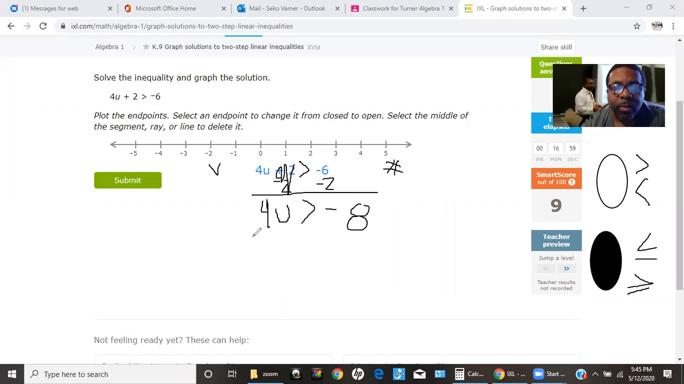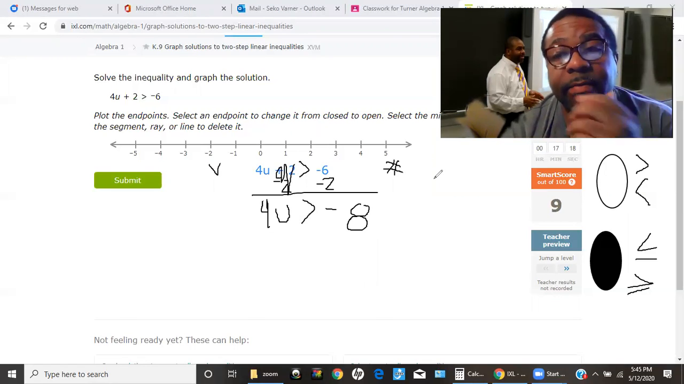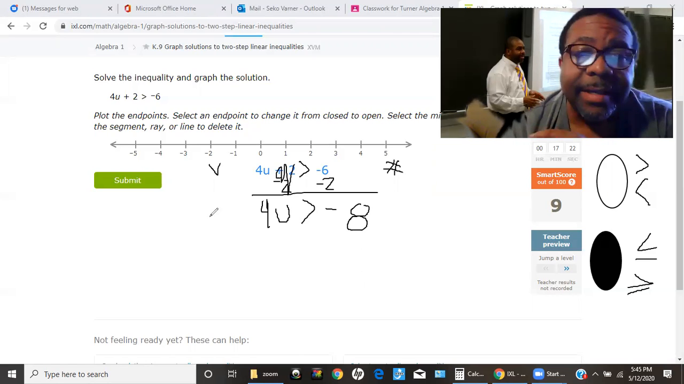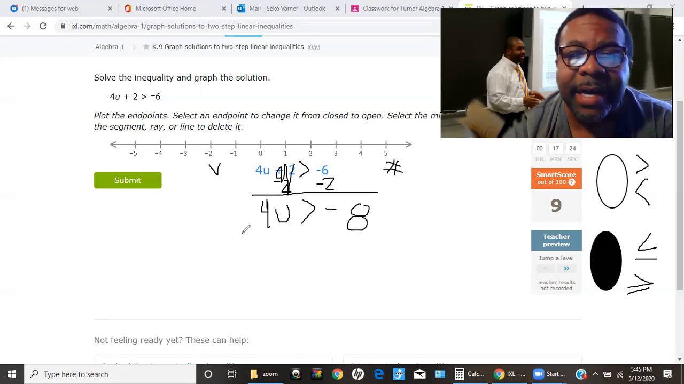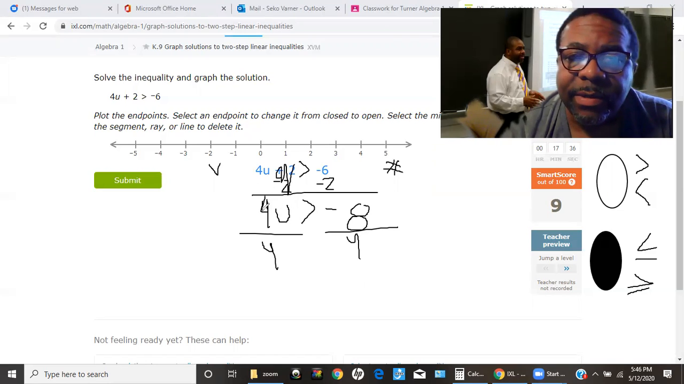Okay, so we want the u by itself. So 4u is really 4 times u. And we want to make sure that the u is by itself. We want the u to be totally by itself, okay? So what are we going to do to get the u by itself? Right, since it's 4 times u, we're going to divide on both sides by 4. Okay, so 4 goes into 4 one time, so you're really just going to scratch that out and get rid of it.